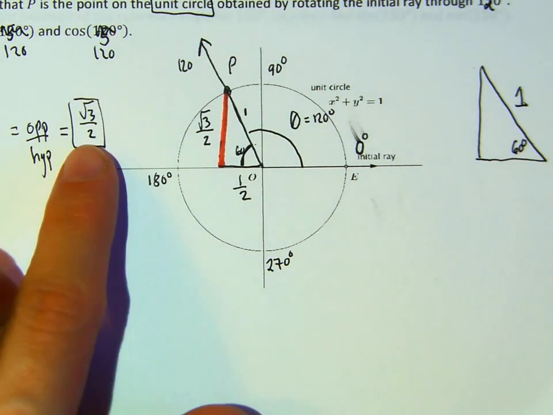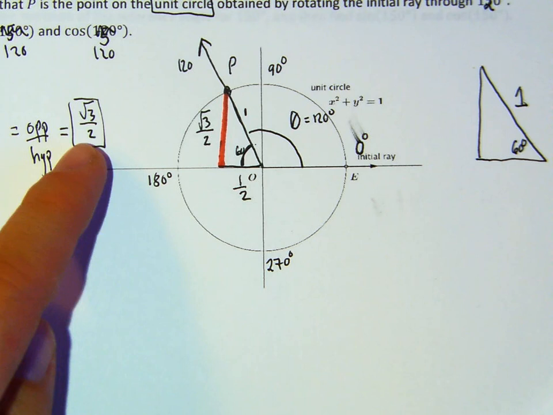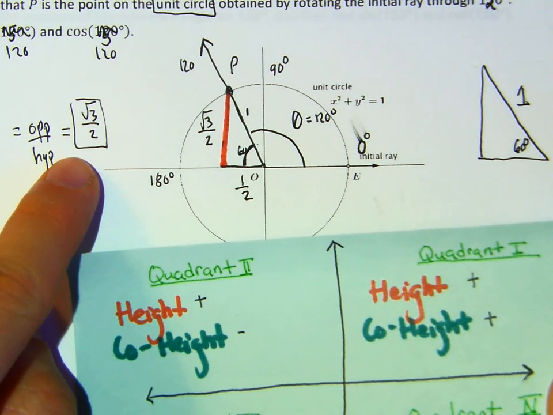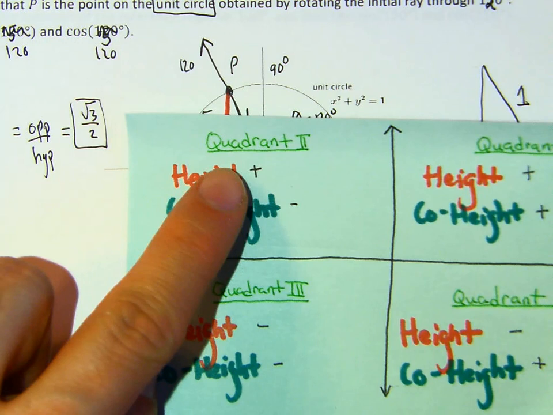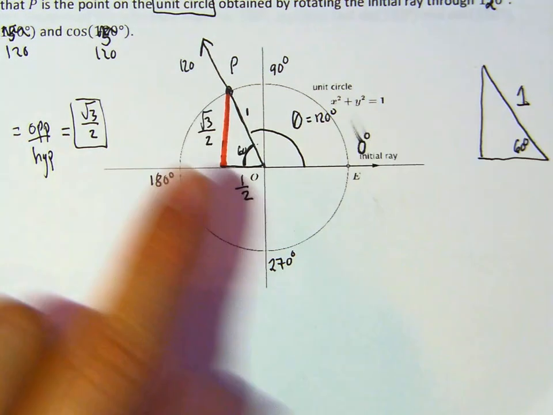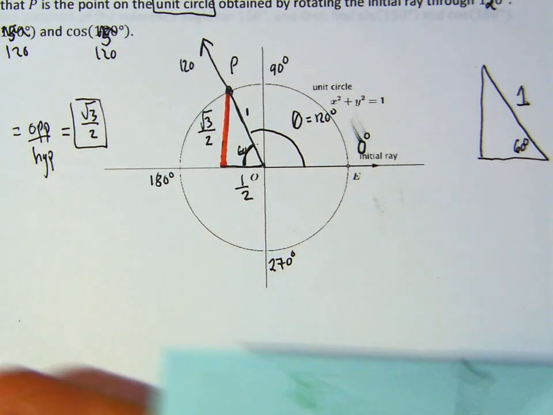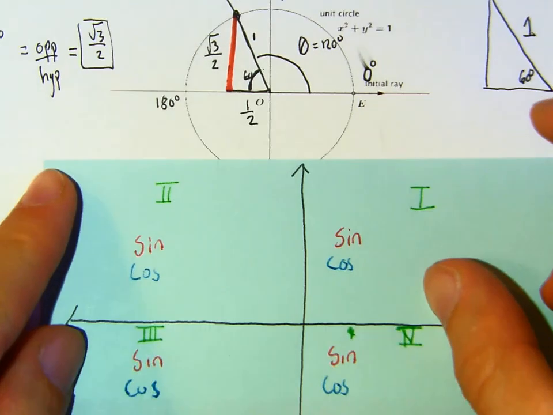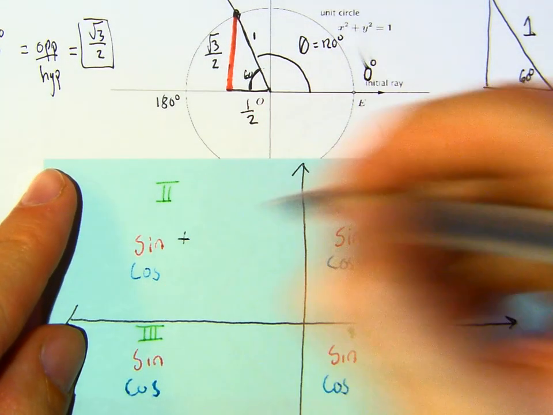Now notice this square root of 3 over 2. Is the value positive or negative? Notice that height is positive. So what is that going to mean about sine? We know sine is going to be positive in quadrant 2.